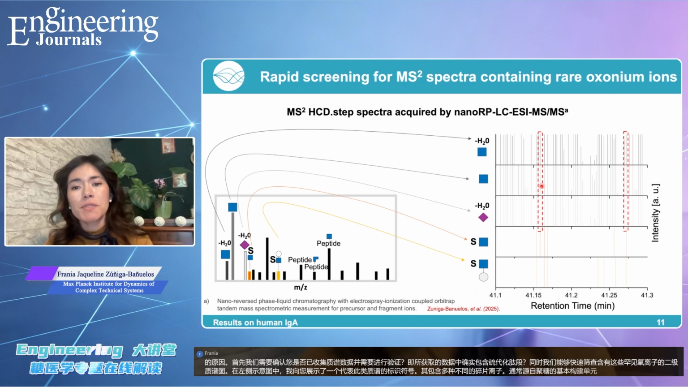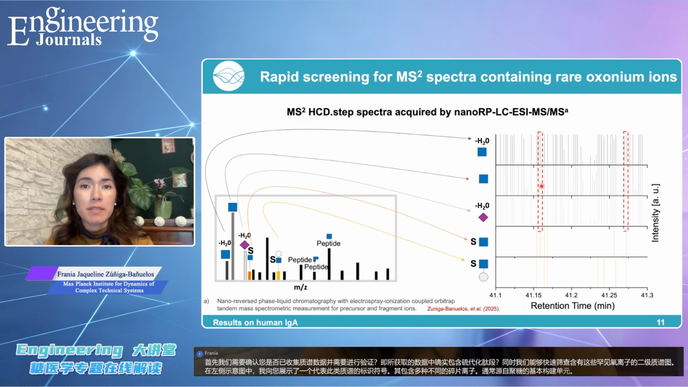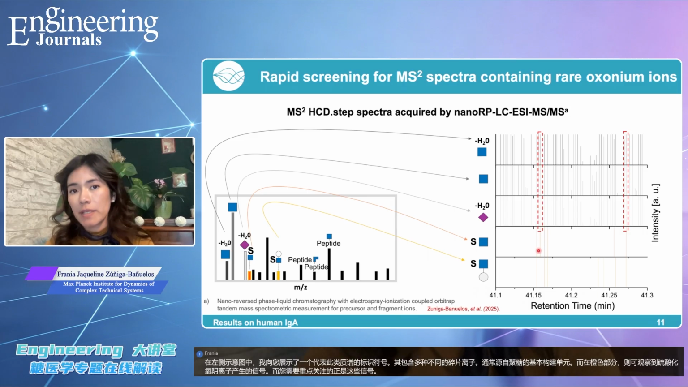But in orange, you observe signals from sulfated oxonium ions. And what you want to observe are the signals in which the common oxonium ions align to the sulfated oxonium ions. And there you can find your special spectra.